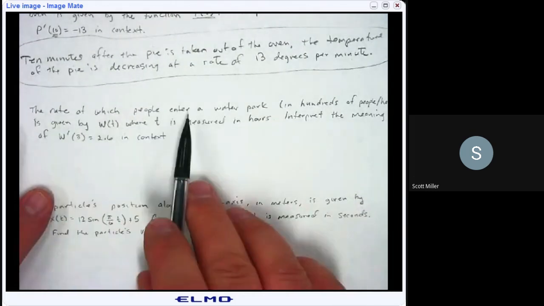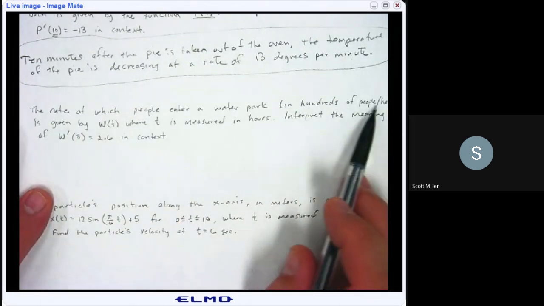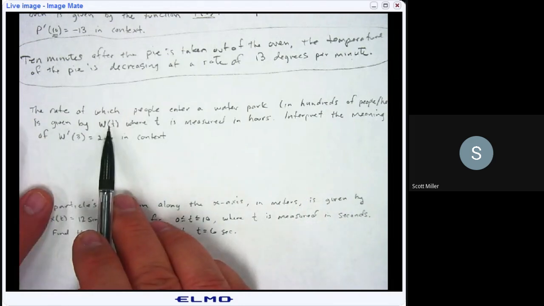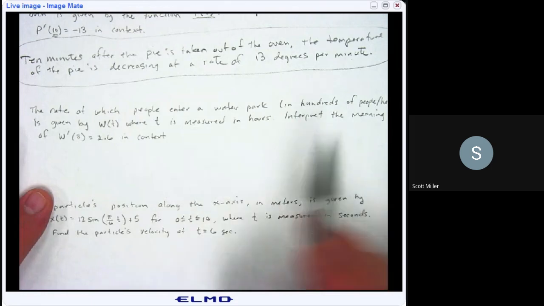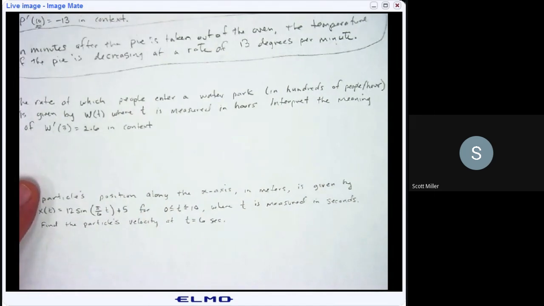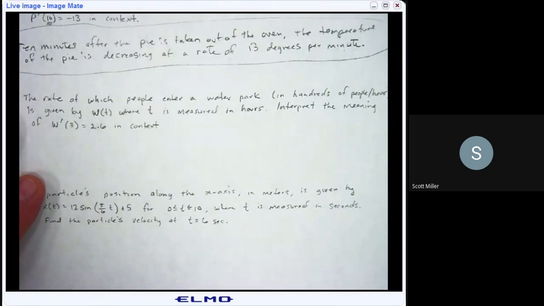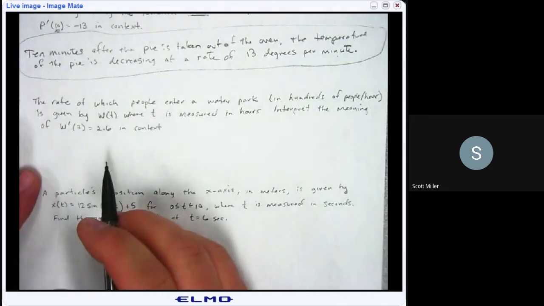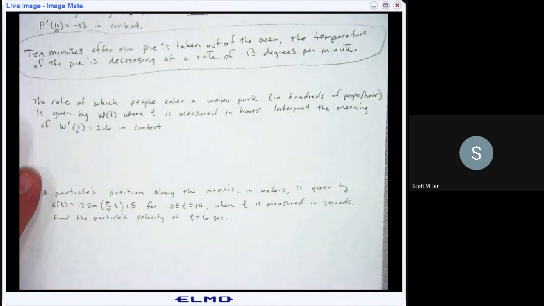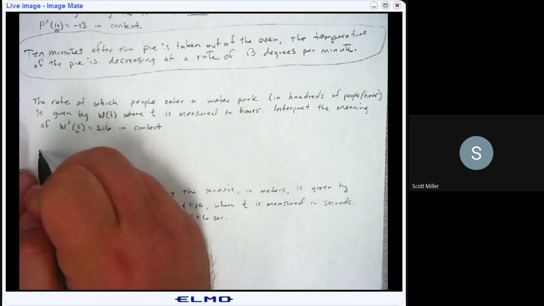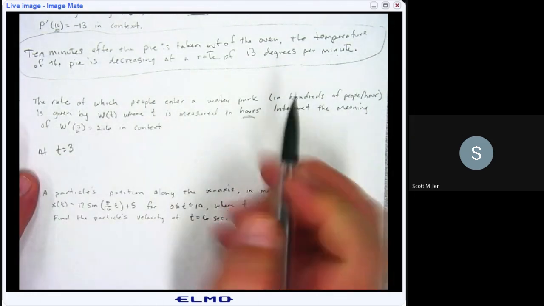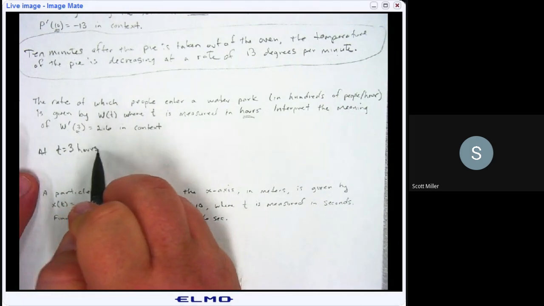Here's the rate at which people enter a water park in hundreds of people per hour. Okay, it is given by the function W of T, where T is measured in hours. Interpret the meaning of this in context. Okay, so what would that be in context? Well, this is our time at that moment in instant at 3. Okay, so we can say at T equals 3 hours.